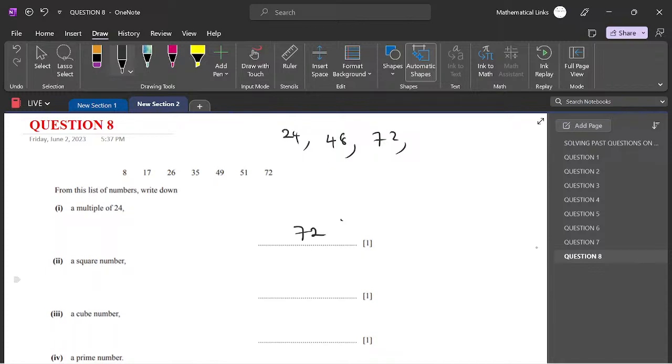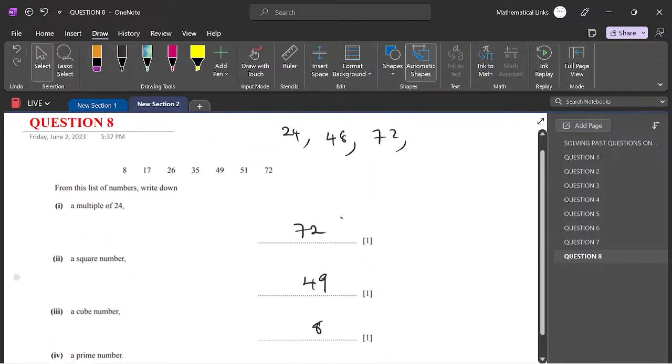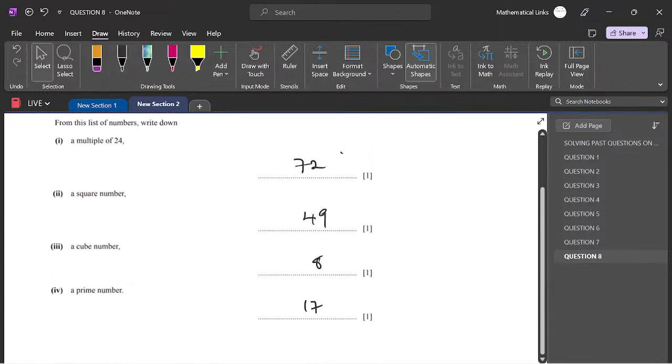Then a square number. Which one is a square number there? We know 7 times 7 is 49. So we'll pick 49 here. A cube number, obviously, we only have 8 here. That is 2 times 2 times 2. And a prime number, in this case, will be 17 here. Okay, and that's the last question there.